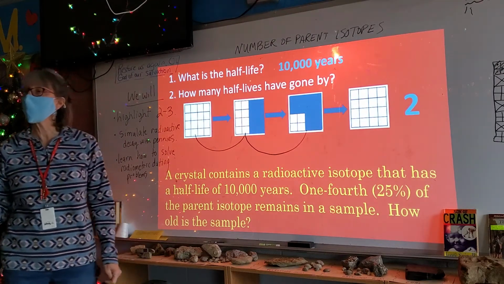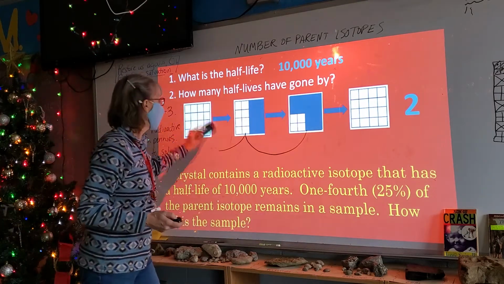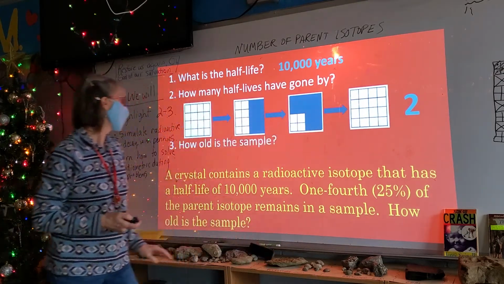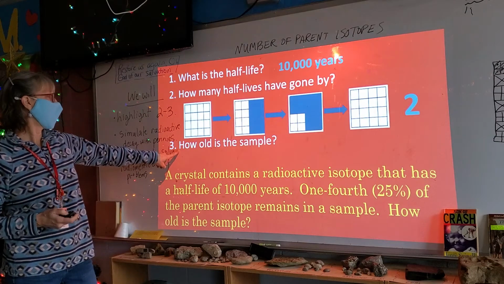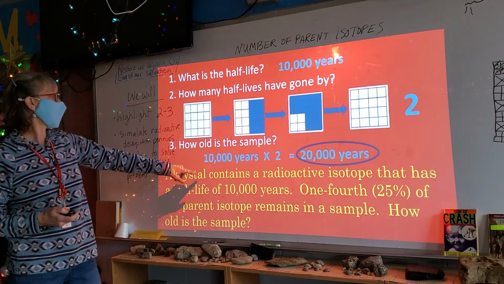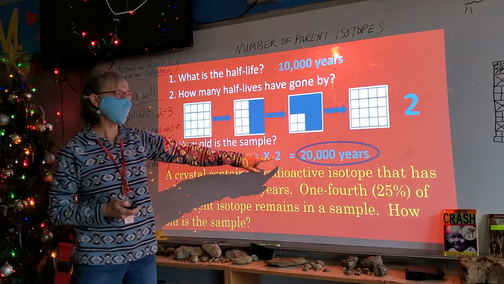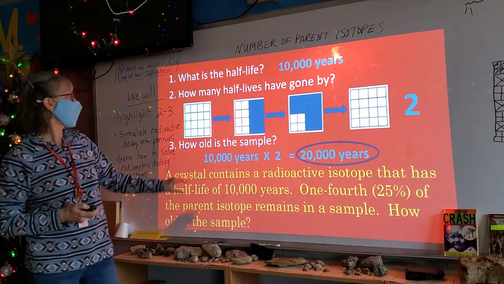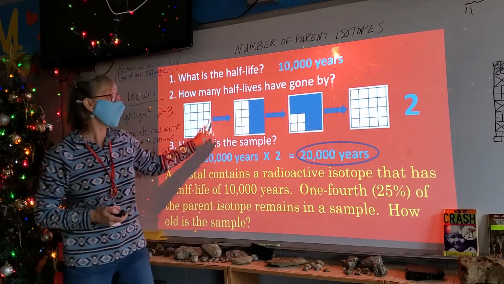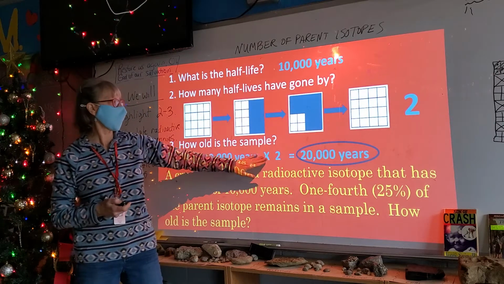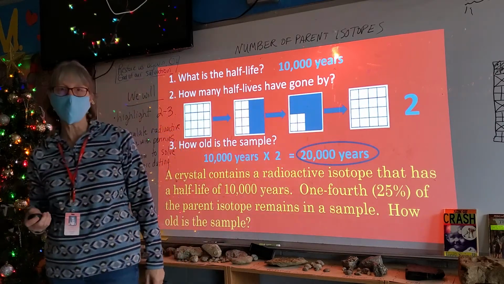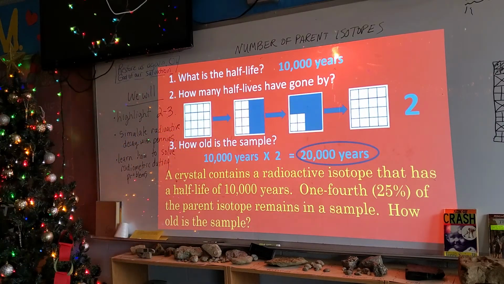So how old is the sample? Well, from here on out, it's easy. It's 10,000 years times 2. If the half-life is 10,000 years and 2 half-lives went by, 10,000 years times 2 is 20,000 years. Okay? We will do several of these problems together.